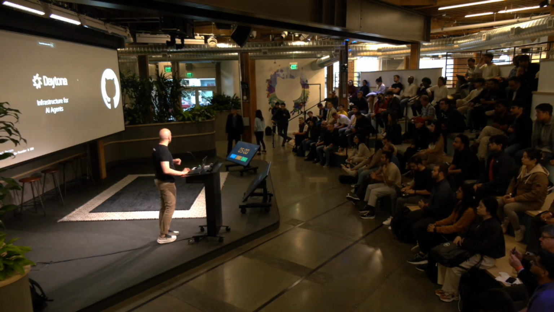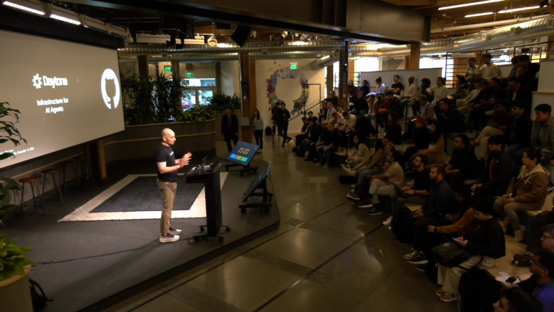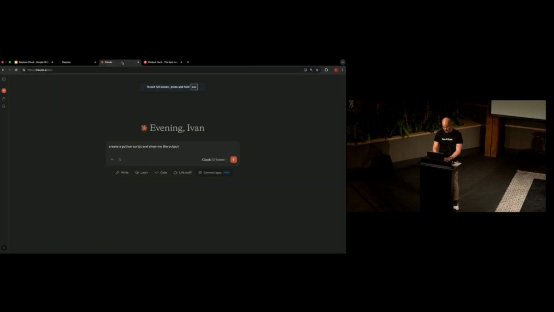Slideshow. All right. This is a very short version, so we'll see how this works. So Daytona is infrastructure for AI agents. Basically, there are things that AI agents cannot do or are incapable of doing if they don't have the right tools. So I'm going to demo something right away to prove my basic point.